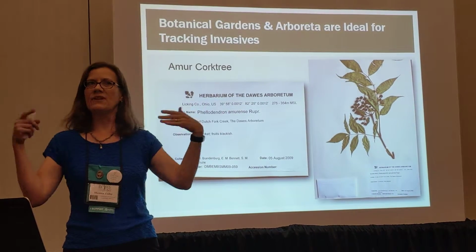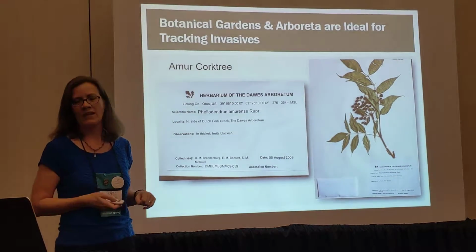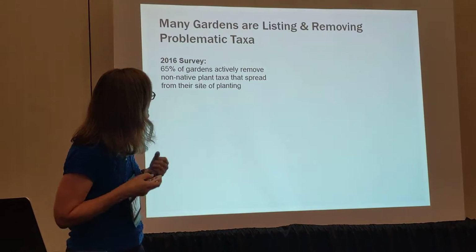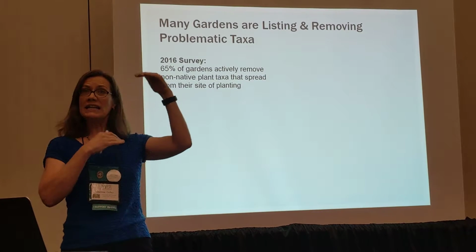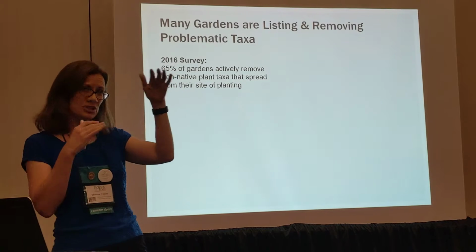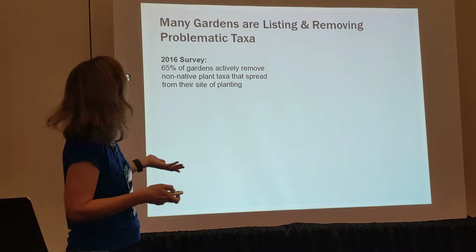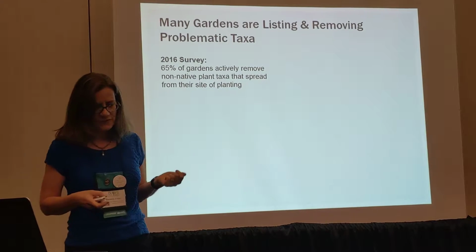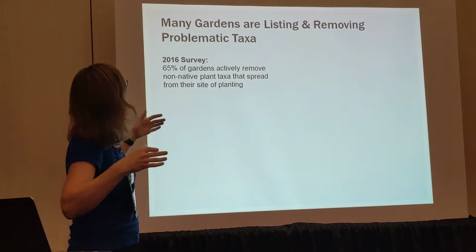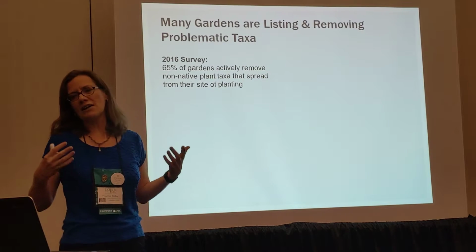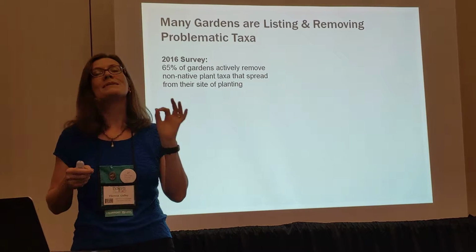So you can start to think about all these different gardens, and when were they, or have they even, started to look at this thing? This is valuable information. Then when you ask the gardens more, it turns out that many of them have lists of problematic plants that, again, they don't share so much. And many of them are actually removing species that they've identified as being a problem. We did a 2016 survey of public gardens across North America, and then Australia hopped in there. They found out about it. It turned out that 65% of the respondent gardens do say that they actively remove non-native species that spread from the site of planting.